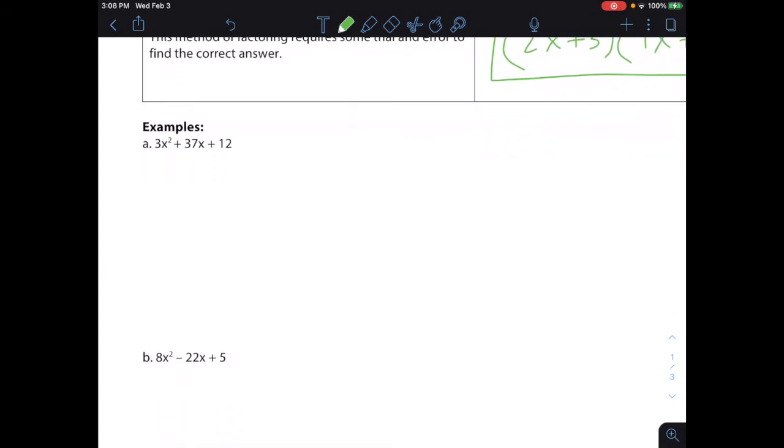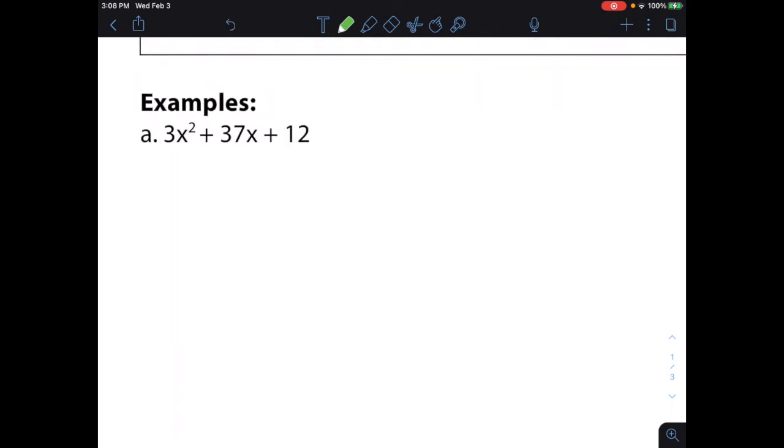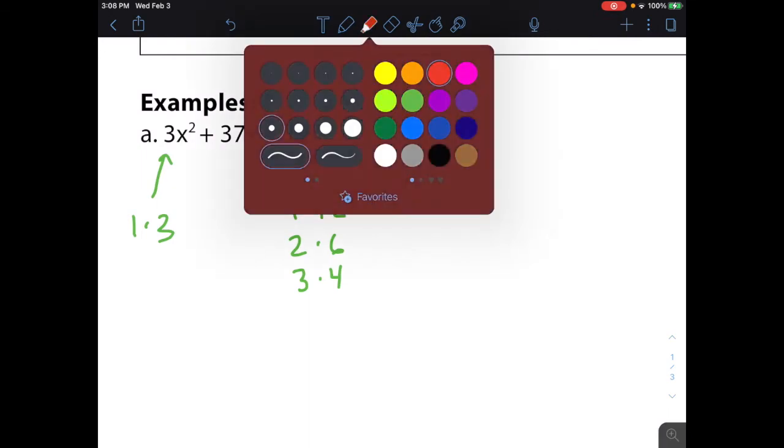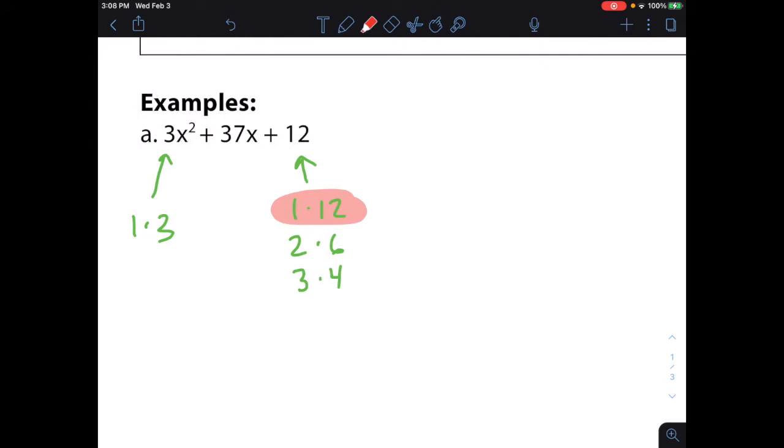So these first 2 examples are nice because the first term only has one set of factors, 1 times 3. But in this case, this one has now 3 factors. So 1 times 12, 2 times 6, and 3 times 4. Okay, so if we just do a little quick thinking here, that number in the middle is 37. And that's a big number. So if it's a big number, I'm kind of thinking we might want to start by trying the biggest number we've got here, which is the 12 and the 1.